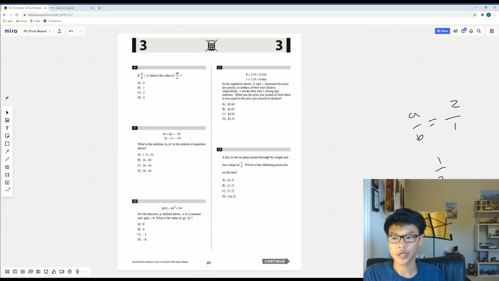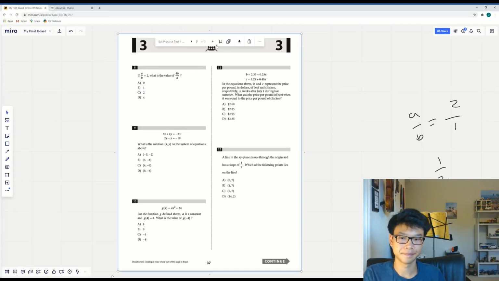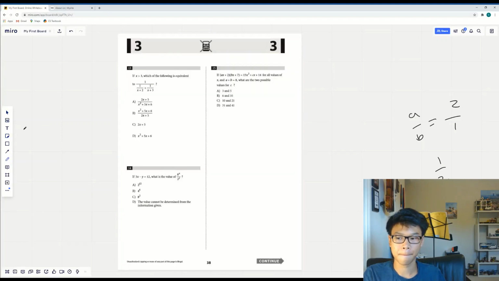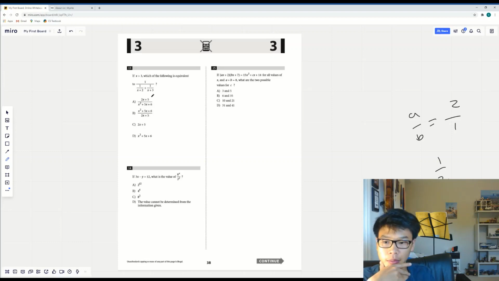Nope, I did not change. Okay. X is greater than 3, which is a following equivalent. So I'm assuming we're just going to simplify this basically. That's what they're asking us to do.